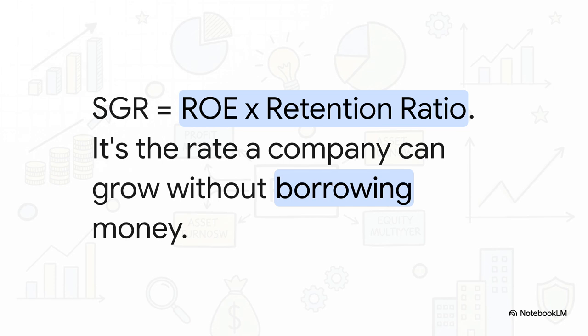The formula is pretty simple. You take the ROE and you multiply it by the company's retention ratio. Now, retention ratio is just a fancy way of saying what percentage of the profits does the company keep and reinvest in itself. It's the opposite of the payout ratio, which is how much they give back to shareholders as dividends. This SGR tells you the maximum speed a company can grow using only the cash it generates itself.